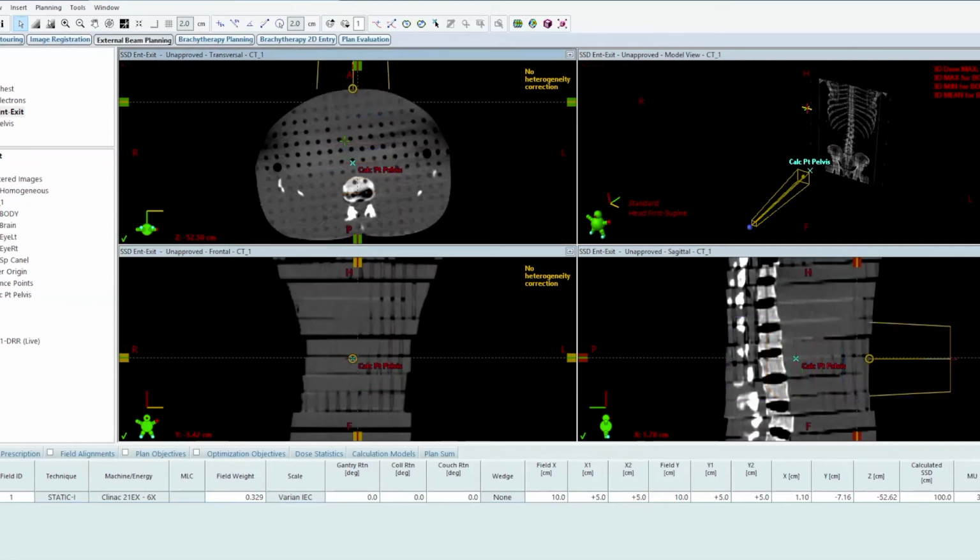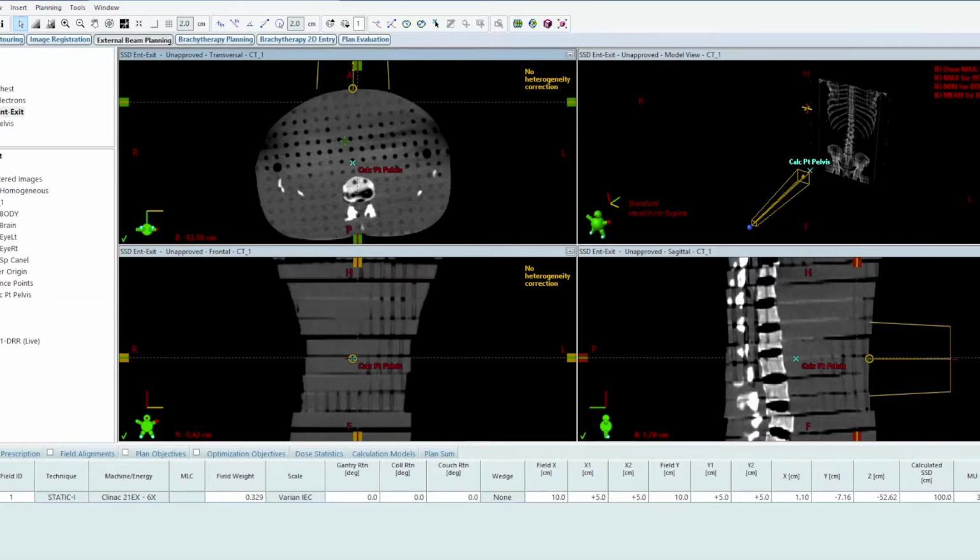I want to talk about entrance and exit dosimetry. There's another podcast about this already, but I wanted to give you a little bit more of a clinical example. Again, I have a Rando phantom, an anthropomorphic phantom. I've overridden the density to be water, so we don't have to deal with any inhomogeneities caused by the vertebral bodies.